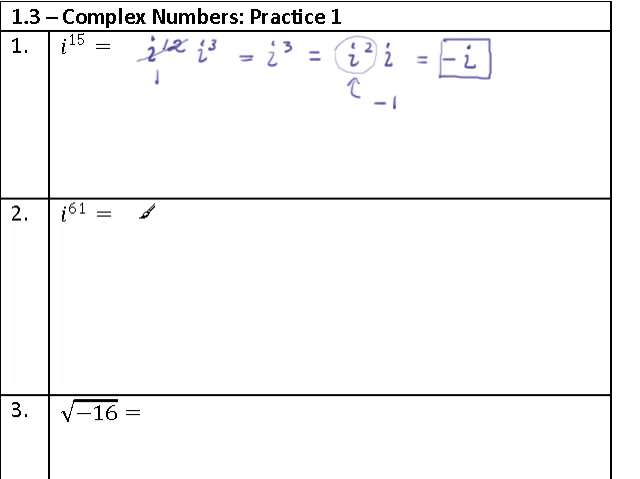Now let's look at i to the 61. Well, that's i to the 60th times i to the 1. And 60 is divisible by 4. All right, so this is equal to 1. So i to the 61 is just equal to i.